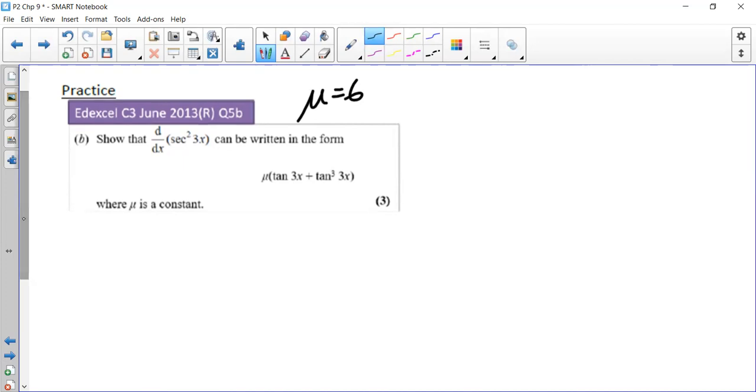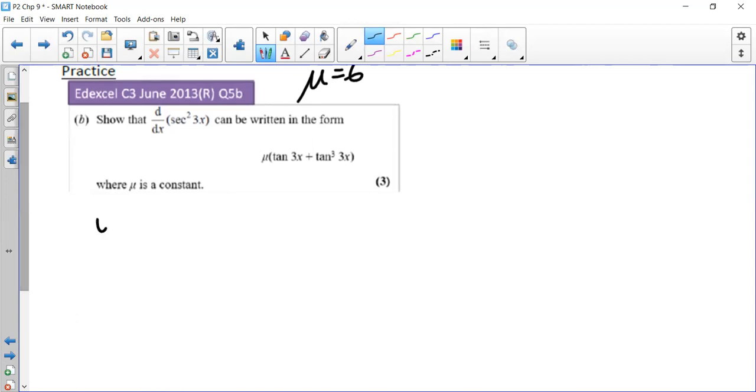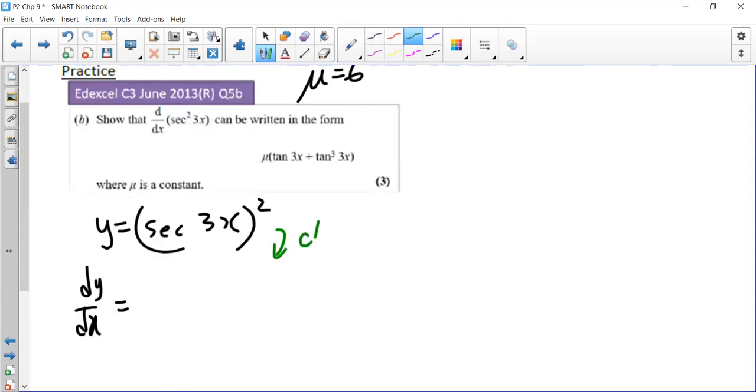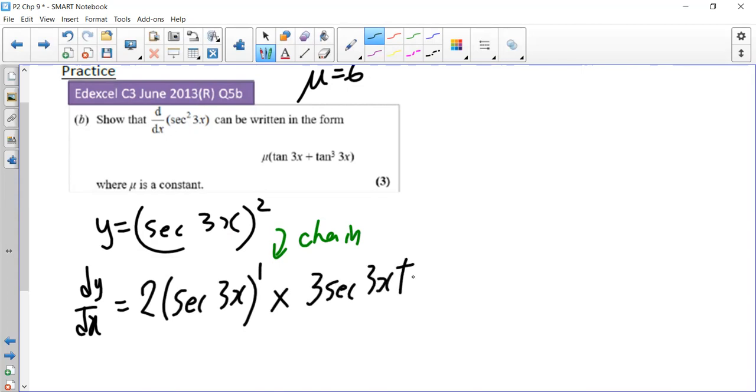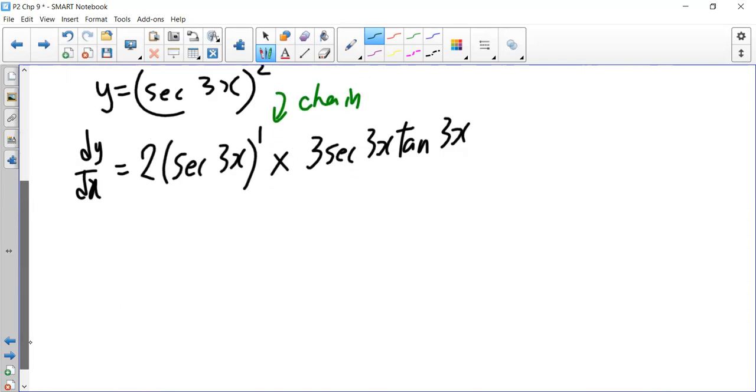Well, to differentiate sec squared 3x, this is a chain rule. So I'm going to write y as sec 3x bracket squared. So dy by dx, chain rule again. Differentiate outside to the inside. First of all, differentiate the power of 2. So 2 bracket sec 3x to the power of 1 times the derivative of sec 3x, which is 3 sec 3x tan 3x. Using the formula booklet, sec kx gives k sec kx tan kx. We'll simplify the terms. 2 and 3 simplifies to 6. Sec 3x, sec squared 3x tan 3x.